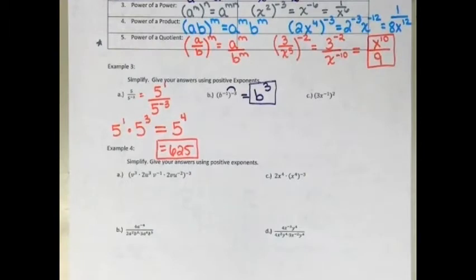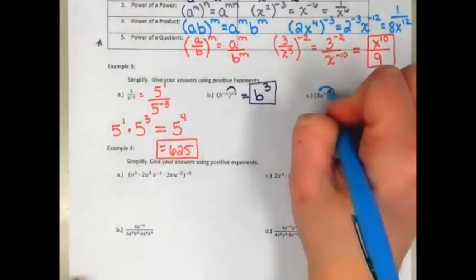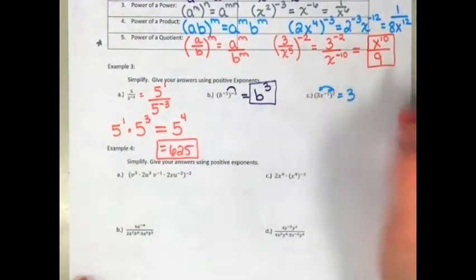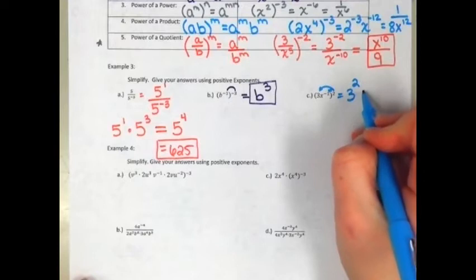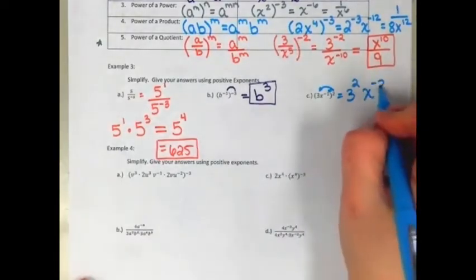C, 3x to the negative 1st squared. So we're going to raise everything, and we're raised high. What do you do with the exponents? Multiply. So we're going to get 3 to what power? 2nd. X to the negative 2nd.